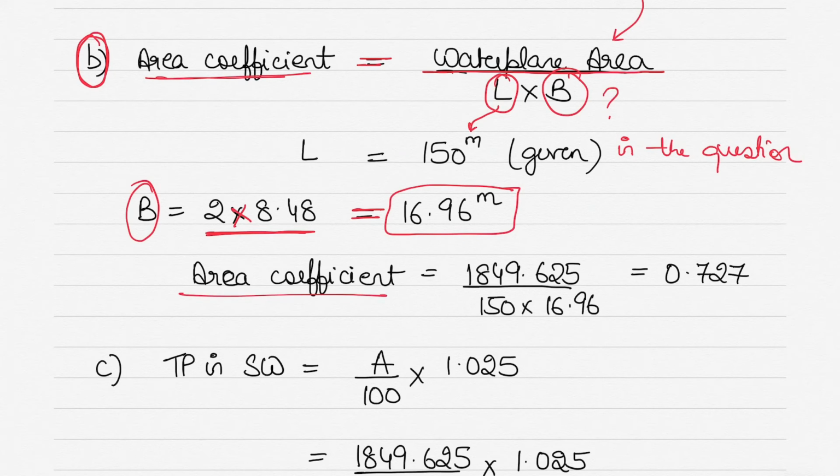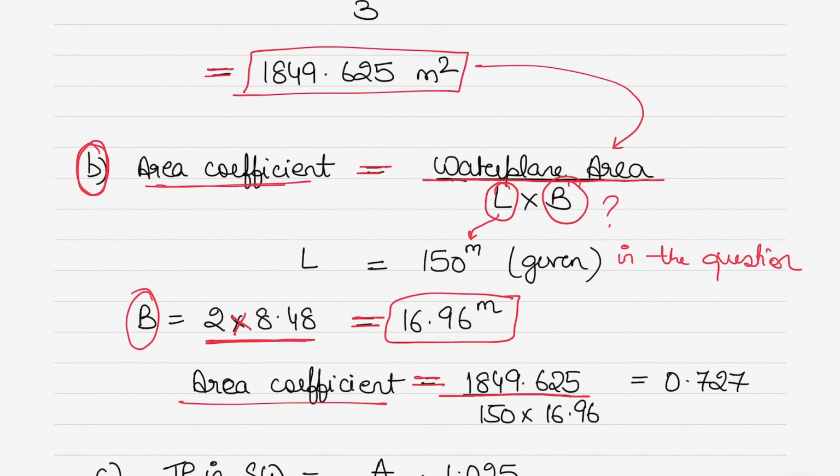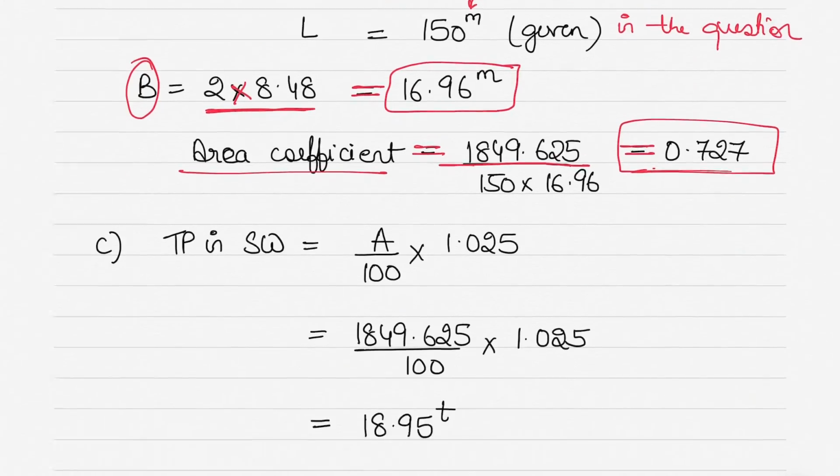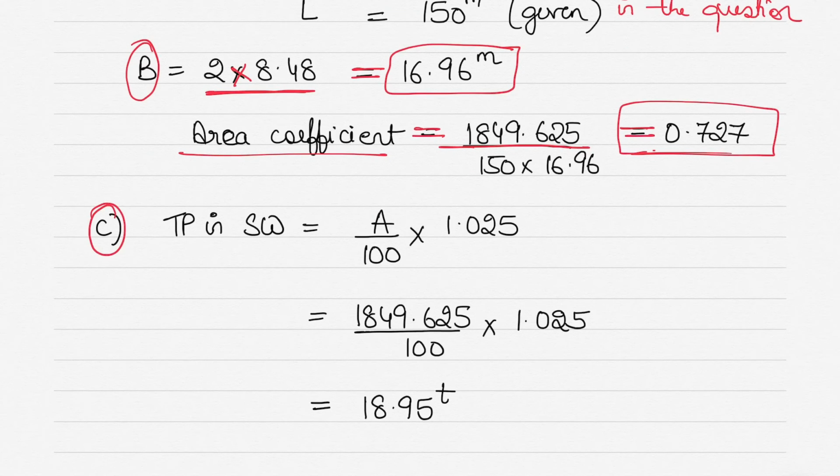Therefore area coefficient will be equal to the water plane area from part A, which you have calculated as 1849.625 just above here, right? Divided by the length of the vessel, 150, multiplied by the breadth, which is 16.96, and that will give you an area coefficient of 0.727. There will be no units with the area coefficient, because the units of the numerator cancel out the denominator. Finally, you have to calculate TPC.